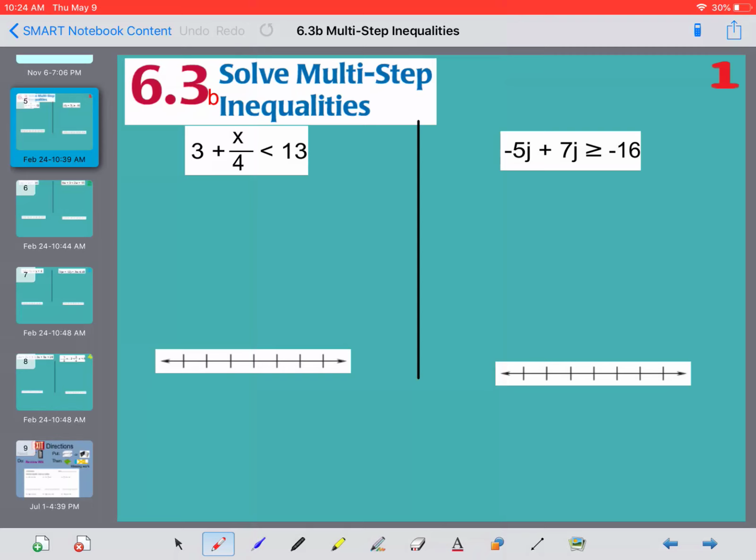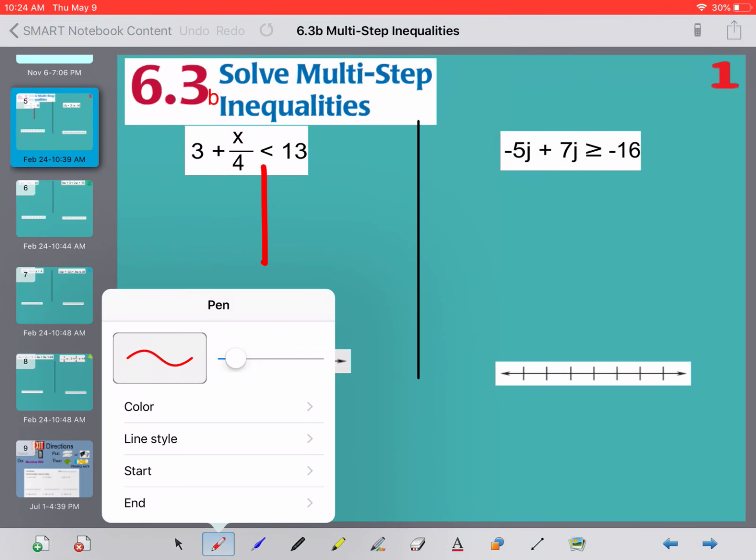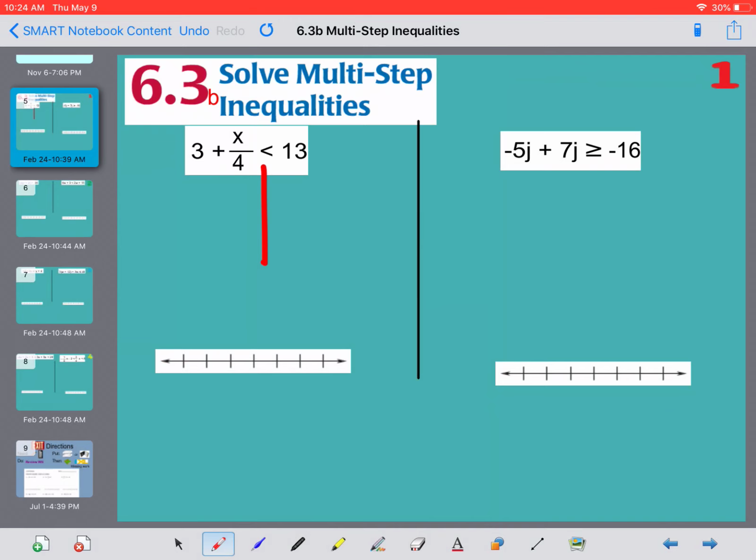Today we are doing lesson 6.3b, which is solving multi-step inequalities. To begin with, we're going to start with a couple of two-step ones, and then we'll get into some more challenging ones. So first, remember, solving an inequality is just like solving an equation. Whatever we do to one side, we need to do to the other. And reminder, we're undoing our order of operations, getting rid of adding and subtracting first, then multiplication and division.